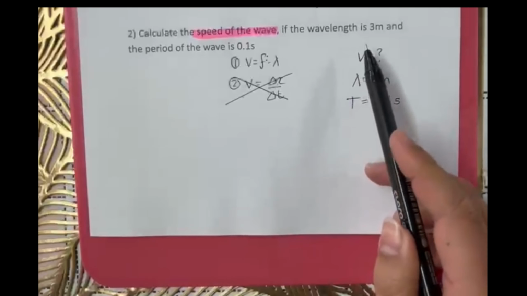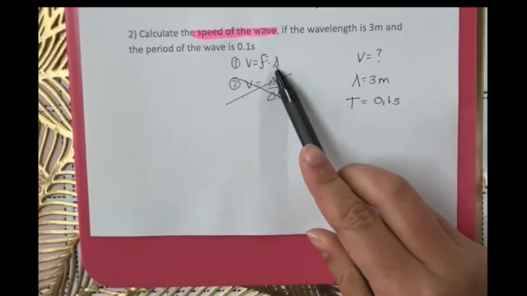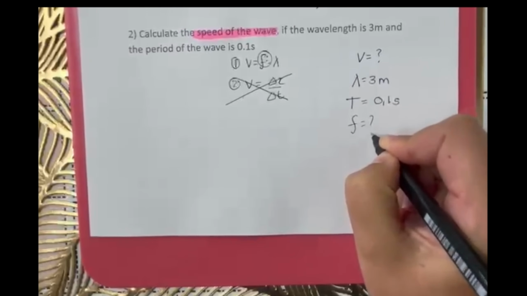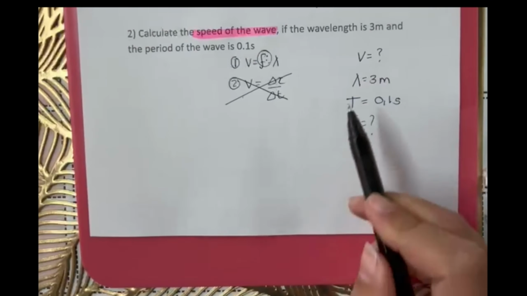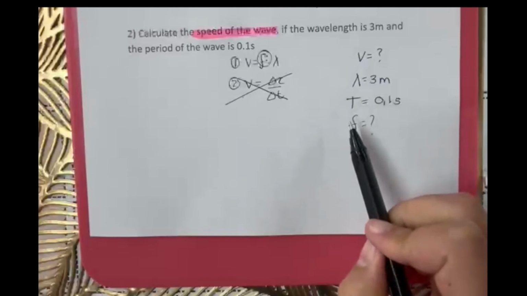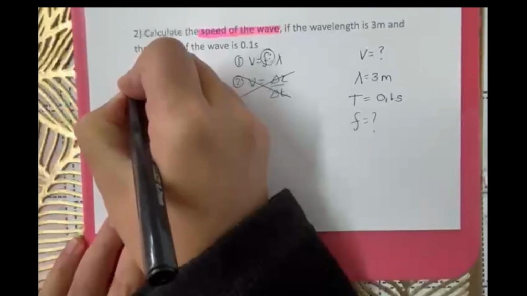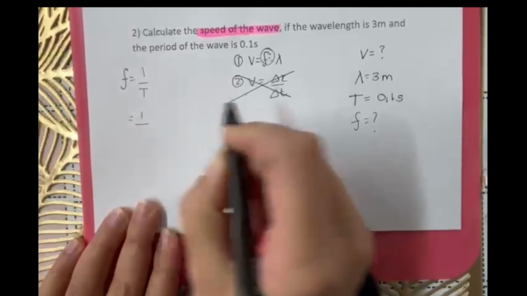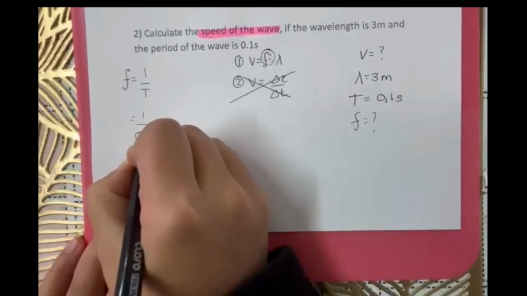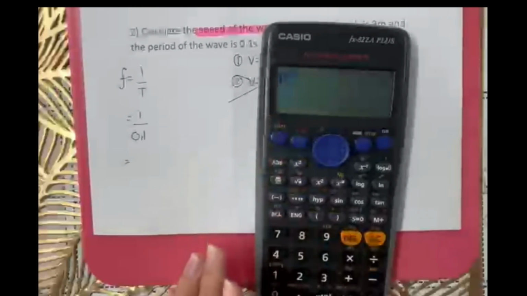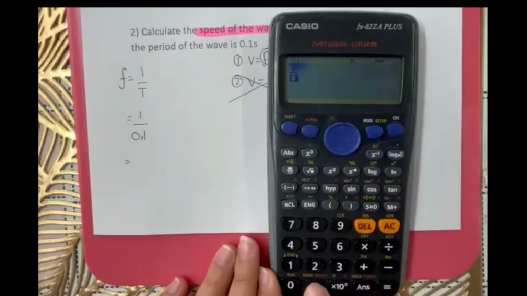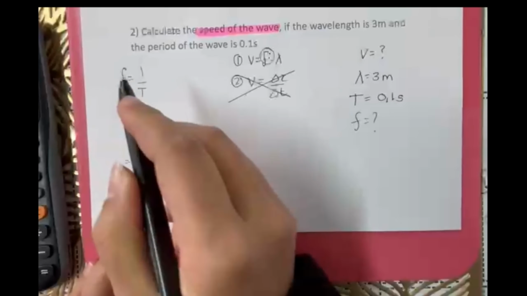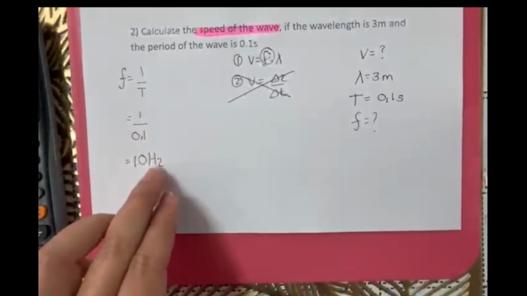We must use this one. So let's quickly see. We need to calculate V. We have wavelength. But what do we still need? We need frequency. How can we calculate the frequency? We know that there's only one formula to calculate the frequency. So frequency is equal to 1 over period, which is 1 over 0.1. You grab your calculator. 1 divided by 0.1, you get an answer of 10. 10, what is the unit for frequency? It's always hertz. Remember your units.